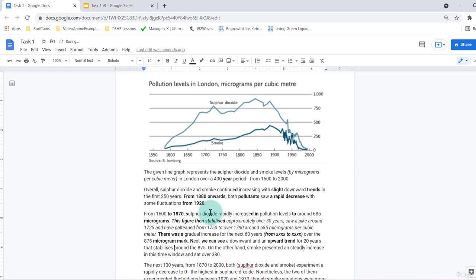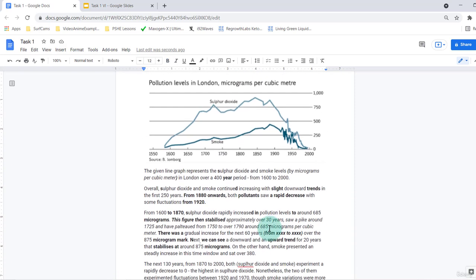stabilizes at around, I think that's what the student is wanting to say here, around 875. Take this out, 875 micrograms. So it's difficult for me also to use synonyms for micrograms, but I'm not going to worry too much about that, as that is the given measurement.